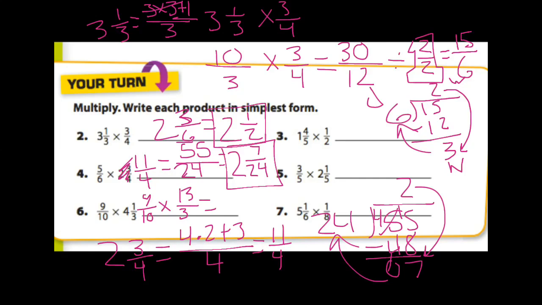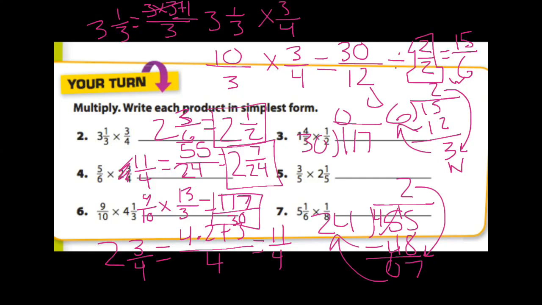9 times 13 is 117. And then 117 over 30. And I'm going to box this in. But I probably should change this one to a mixed number. So I'm going to take 117 and divide it by 30.